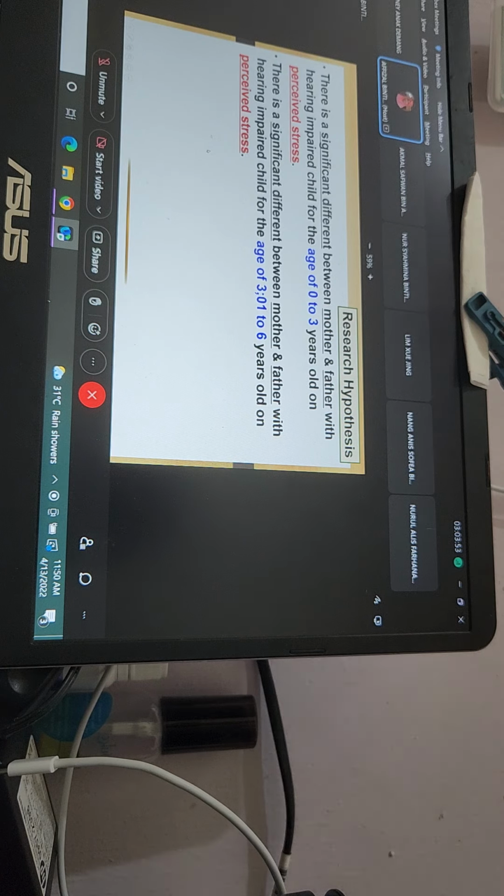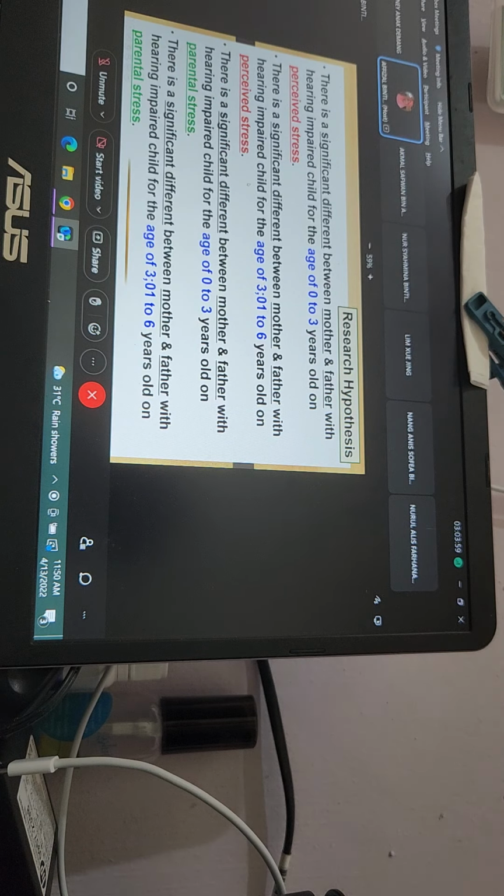And this is my research hypothesis. I do it one by one. First, I focus on the perceived stress and then I focus on the parental stress. I test one by one. Because I want to do it on parents, and parent consists of mother and father, I need to separate it. You can see how the scientific method looks like.